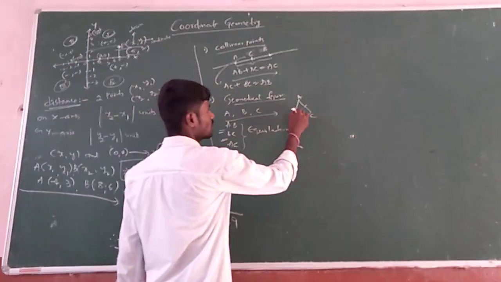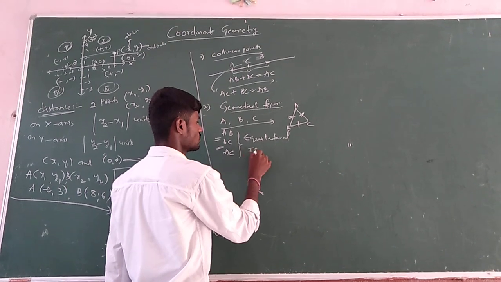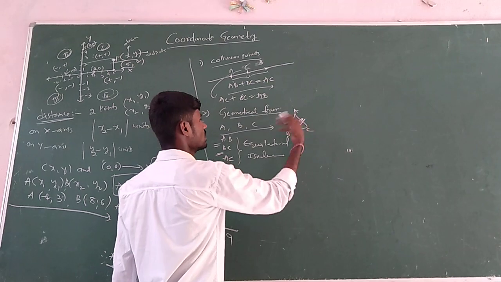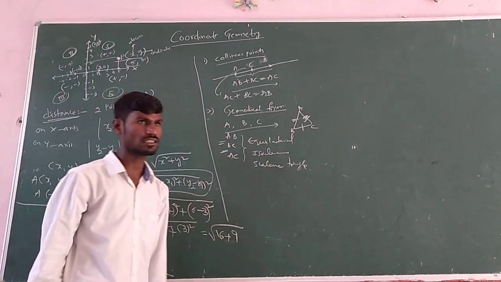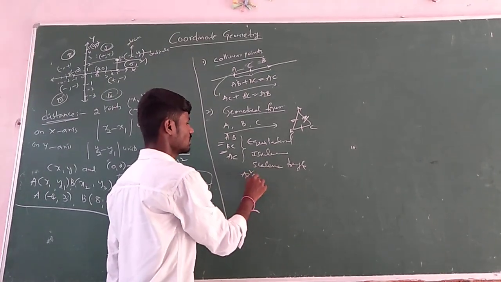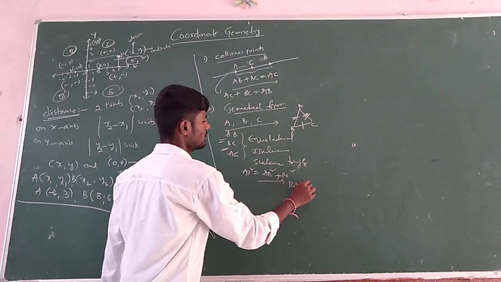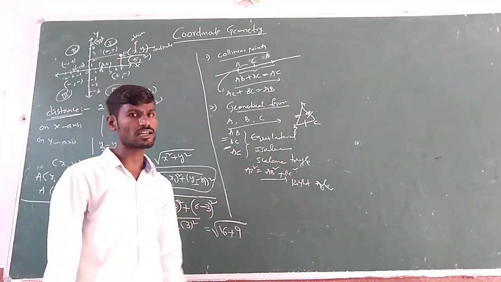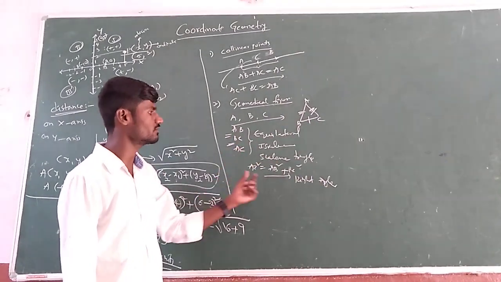Next, if 2 are equal and the third one is different, then we say it is isosceles. If all 3 are different, then the type of triangle is scalene. Or maybe you may find that the square of one side equals the sum of the squares of the remaining 2. In that case we get a right angle triangle. Otherwise, once the triangle is found, we can find the lengths and denote them.